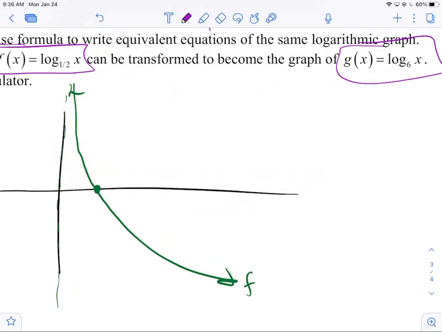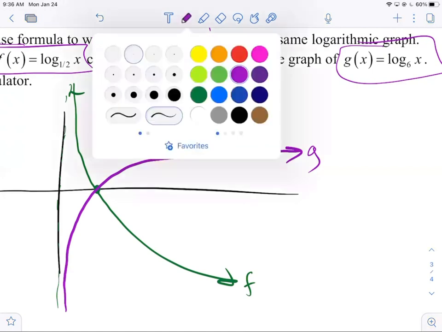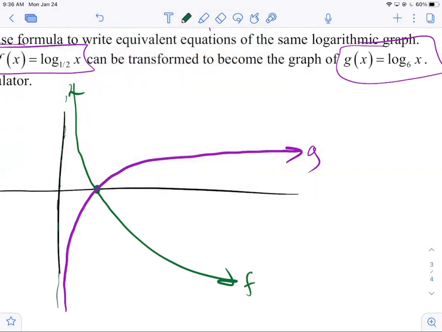Not really. Remember for logs, if you look at the magnitude, 1/2 is really like base 2 flipped. Base 2 is actually steeper than base 6, because for logs, the bigger the base, the less steep the graph. So base 6 is going to come in here and it's going to be flatter. Okay, so there's G of X. If you think about what I have to do graphically to start with the green and get the purple, the first thing I'm going to have to do is reflect it. If I reflect F across the X-axis, that's going to be a good start.